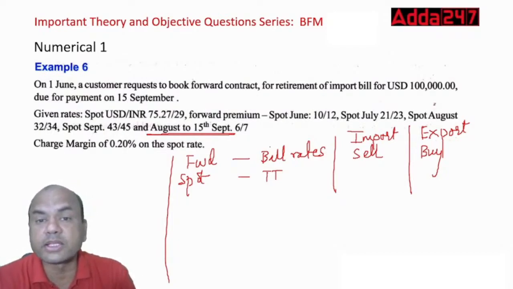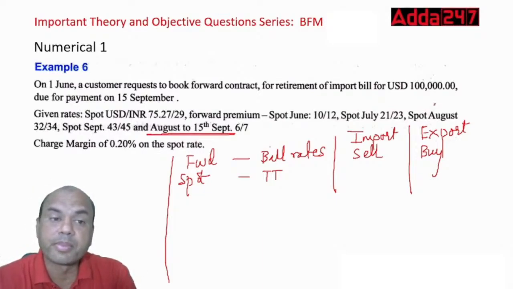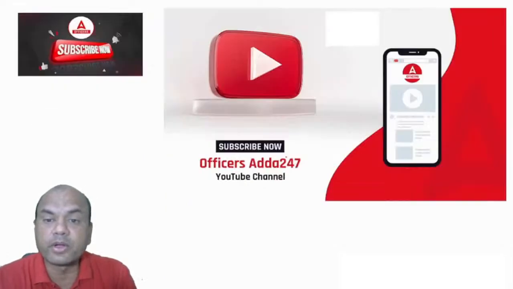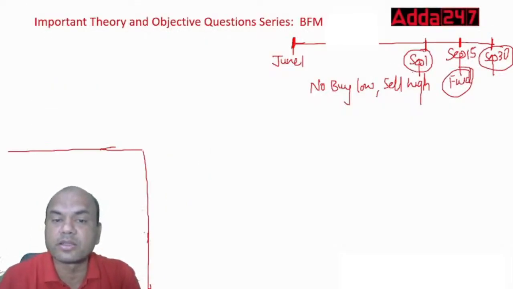It is an import transaction. Fast, fast, fast. Let me see in the comment section. We don't have time. It is 75.29. Import means sell, and sell means right side. 75.29. Okay, this is the rate I'll be taking.